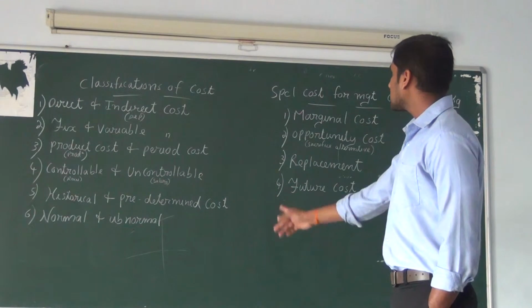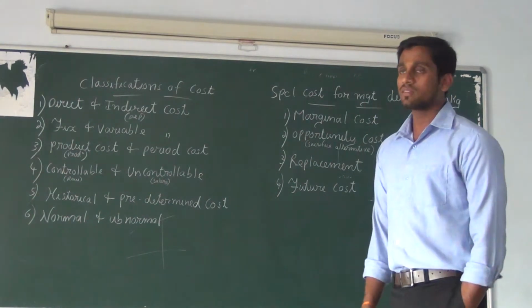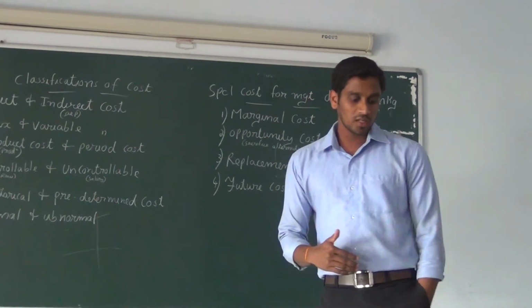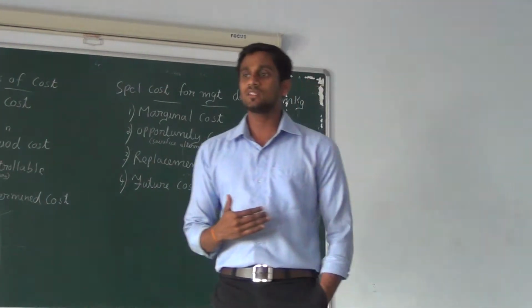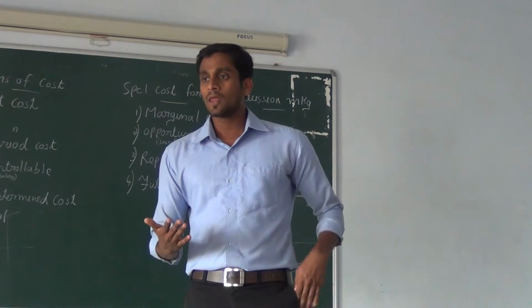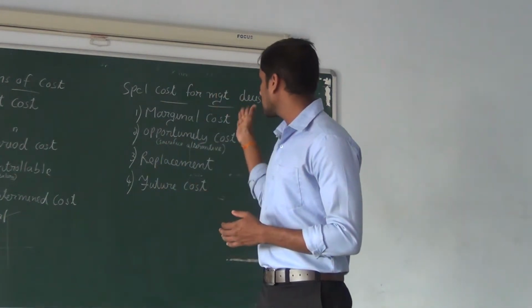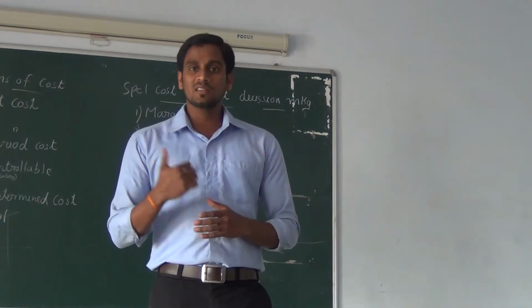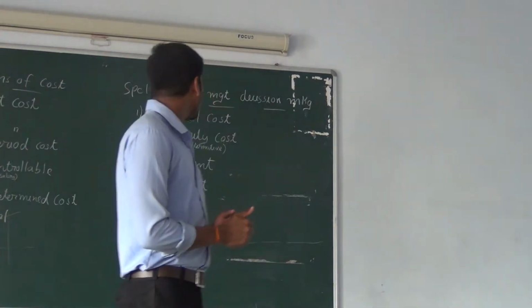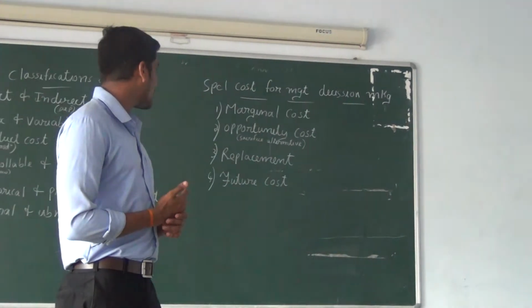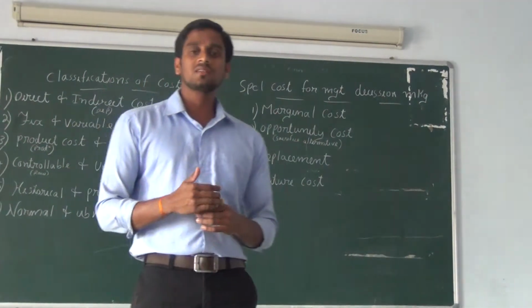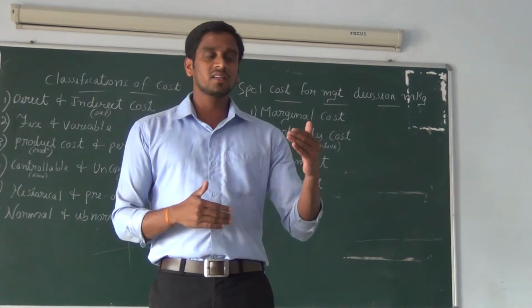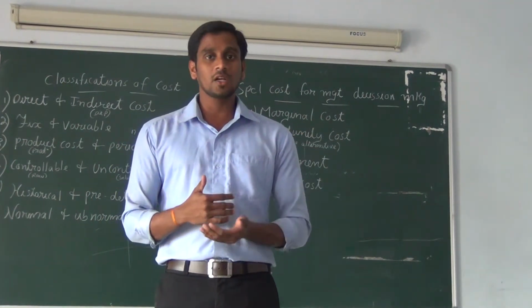Other than this type of classification, costs are again classified into some special costs for taking management decisions. Managers, if they want to take any decision, need to consider all these types of costs. Then only can they make management decisions easily. The first one is marginal cost. Marginal cost means, in short, we can say it is the additional money spent for an additional unit.